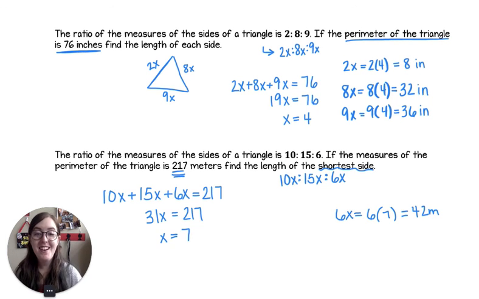Good deal. So we knew that 10 to 15 to 6, that was simplified. So earlier it was 10 times some number, 15 times the same number, and 6 times the same number. Then they told me that the perimeter is 217, so I'm going to add up all the side lengths and set it equal to my perimeter and end up with x equals 7. Since they want the shortest side, we're going to plug it into 6x, since that's the smallest one.